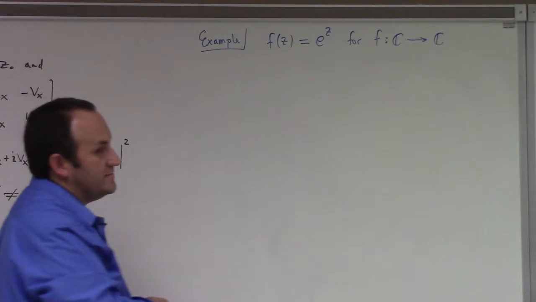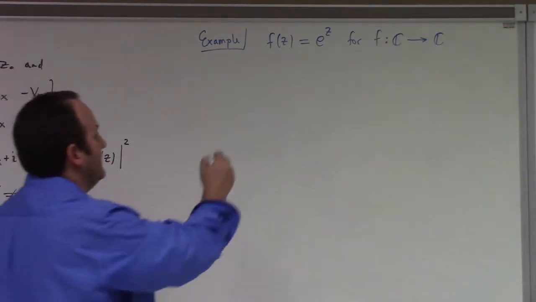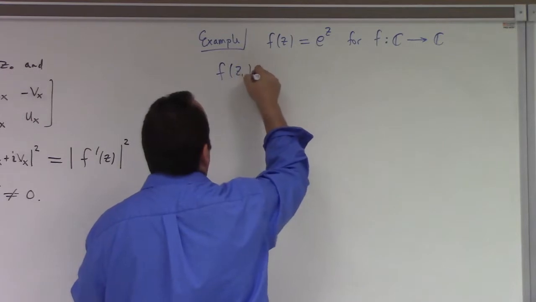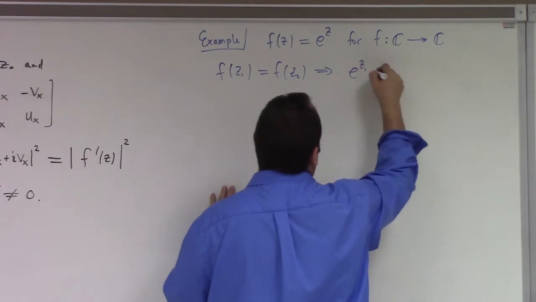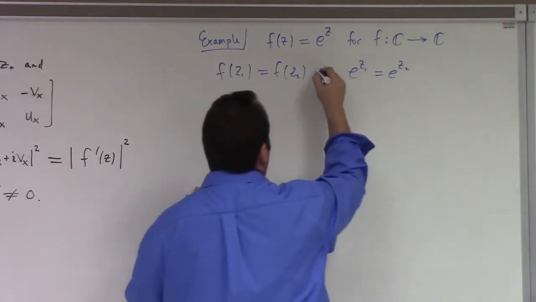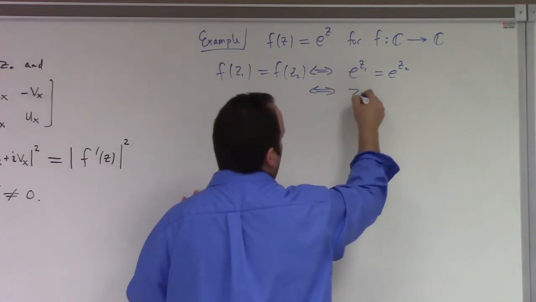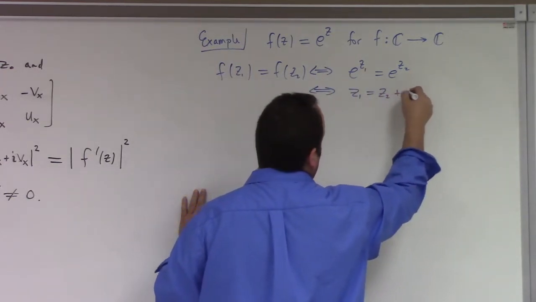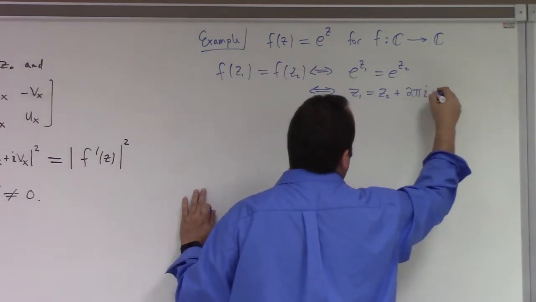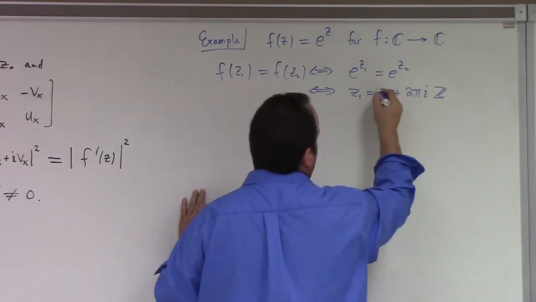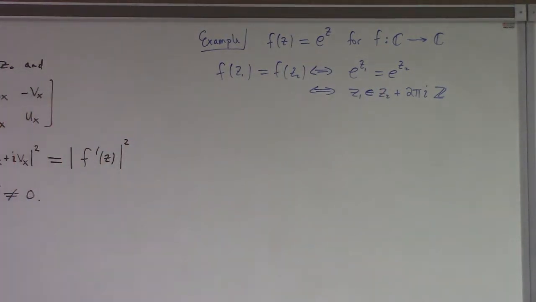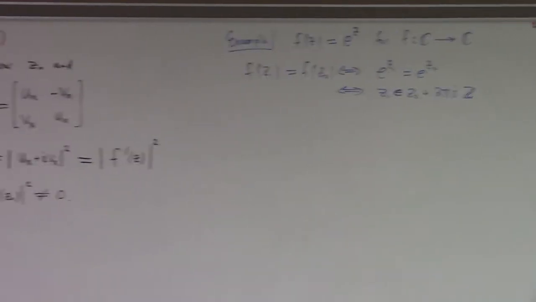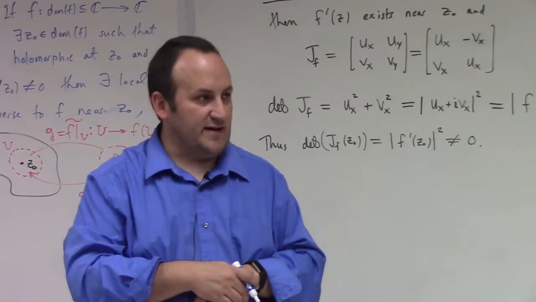Now, is this an injection? Like if I have f of z1 equal to f of z2, what can you tell me about z1 and z2? That means that z1 is equal to z2 plus what? 2 pi i k. Well, excuse me, it's an element of, to be more clear. In other words, you could have arguments differ by any integer multiple of 2 pi i, because of the fact that there's a sine and cosine in there, right?